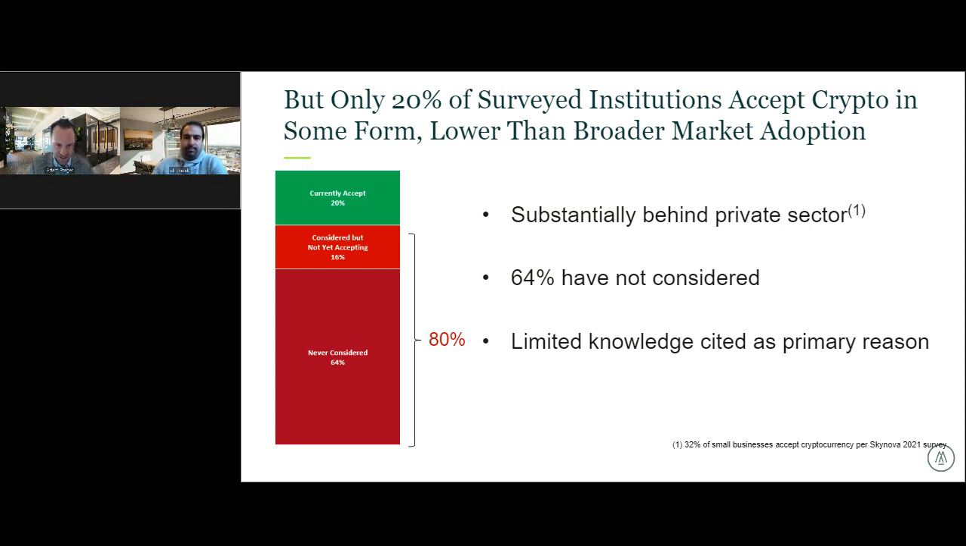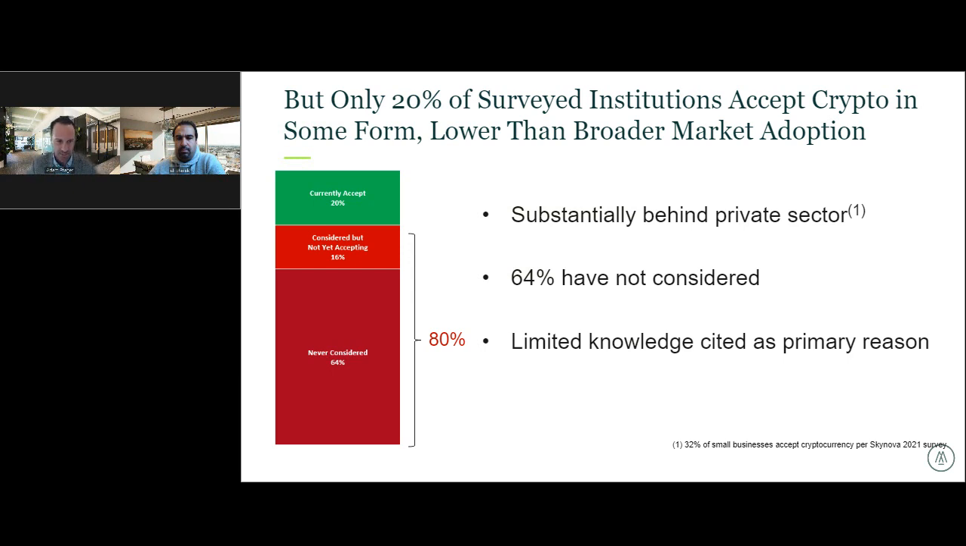What's really interesting is in this 80%, 64% have never considered it. So meaning they're really just not accepting it because they haven't historically. It's not a deliberate decision that they've made. It just hasn't either come up, it hasn't been raised as a topic, or it's not important enough to be considered. And in our view, that's just too high of a percentage across the board.